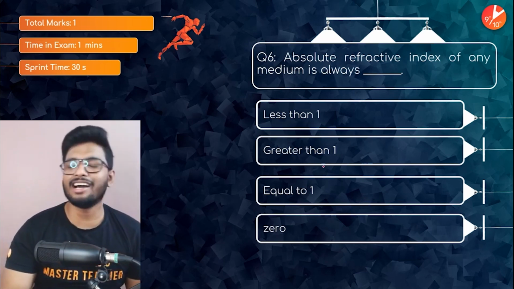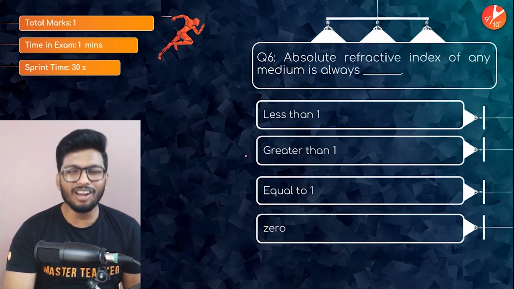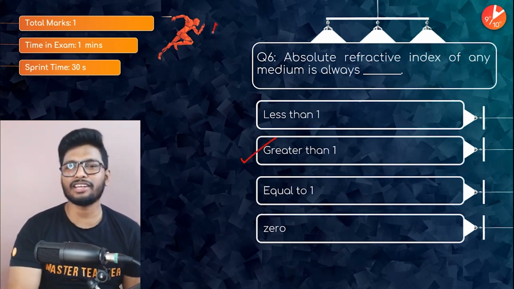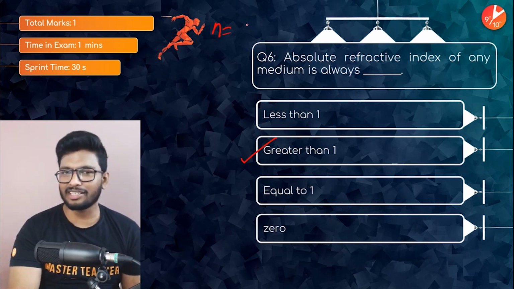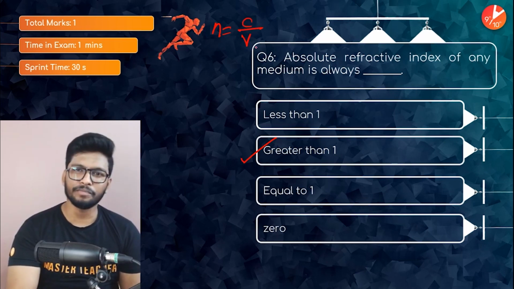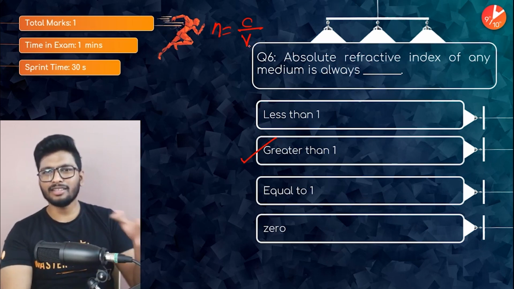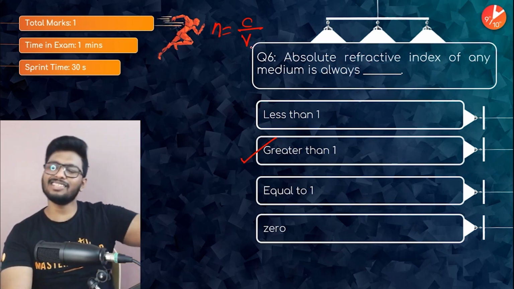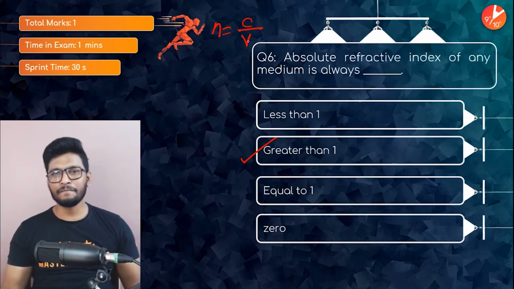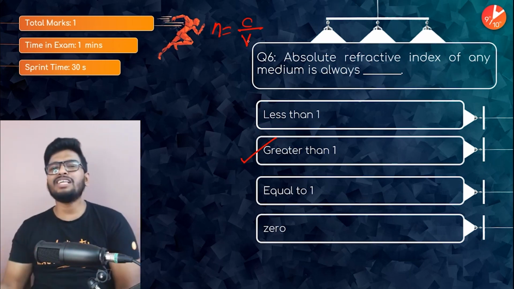All right. Anyways, the answer to this question, guys, is always going to be greater than 1. Because, guys, what is absolute refractive index? Absolute refractive index is nothing but the speed of light in vacuum divided by the speed of light in that medium. Whichever medium you take, the speed of light in that medium would be less than the speed of light in vacuum because light travels the fastest in vacuum, isn't it? So the ratio will always be greater than 1.